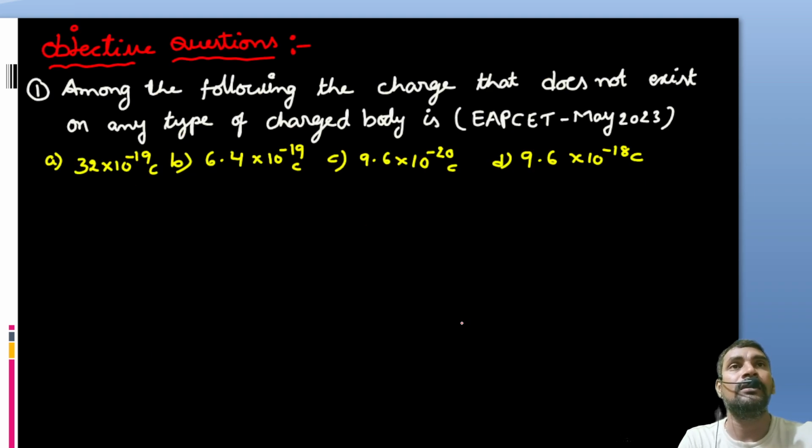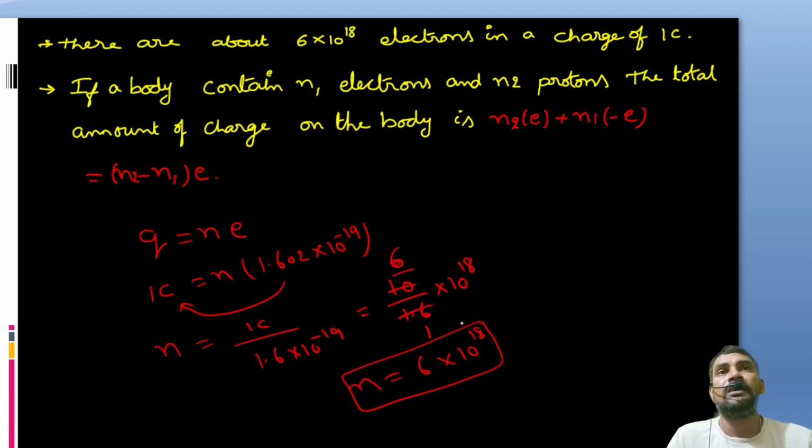Okay, let me go further. For example, if a body contains N1 electrons and N2 protons and I want to find the total charge of that body, see, N2 is the number of protons, and the charge of a proton is denoted by e. N1 is the number of electrons and the charge of an electron is minus e. If I make e common, (N2 minus N1) into e is the total charge of that body.